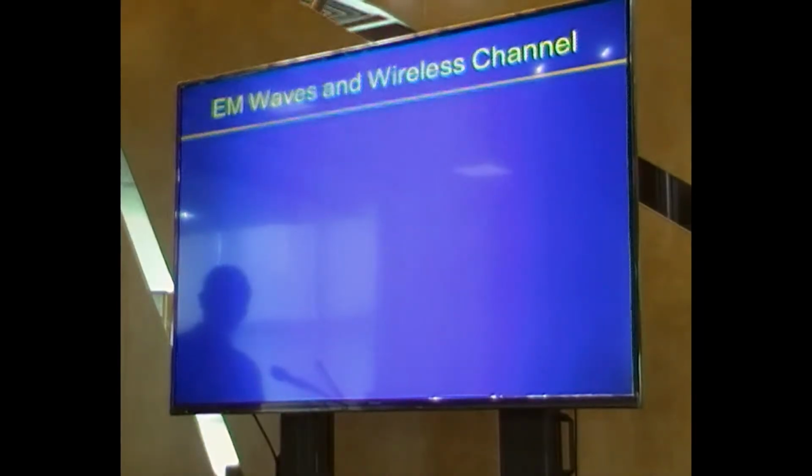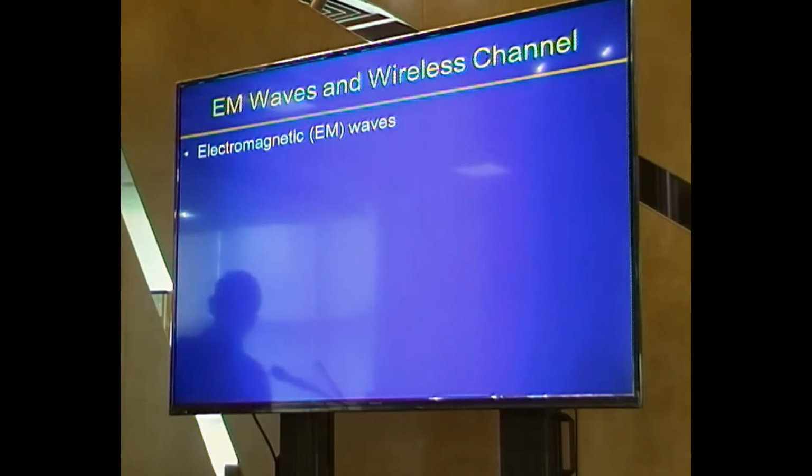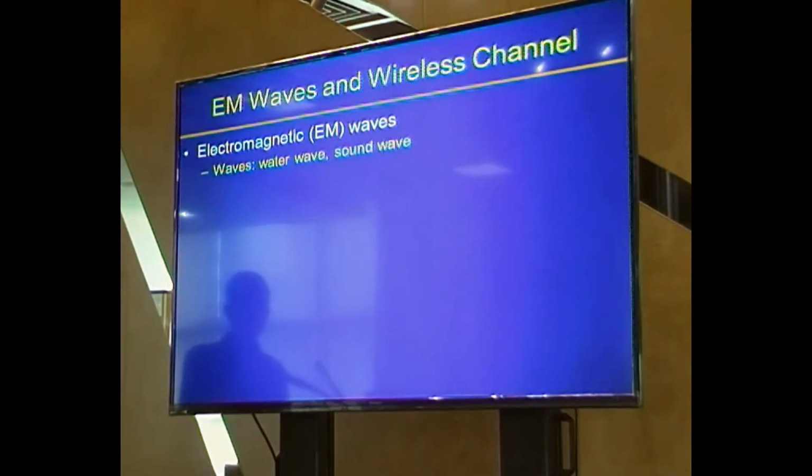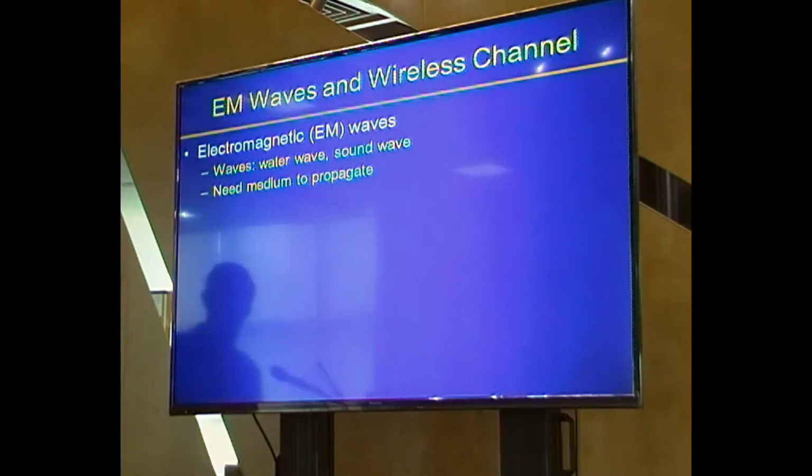Electromagnetic waves and wireless channels, and we can start from the electromagnetic wave here. A wave is just like a water wave or a sound wave, which we can see or hear. And a particular case of the electromagnetic wave is the light wave, which we can see. Any wave needs some medium to propagate. Like a sound wave, we need the air to propagate. If you don't have air, like in outer space or in a vacuum, sound cannot propagate. Electromagnetic waves are the same thing. We need some medium to propagate the electromagnetic wave, which is the electromagnetic field.